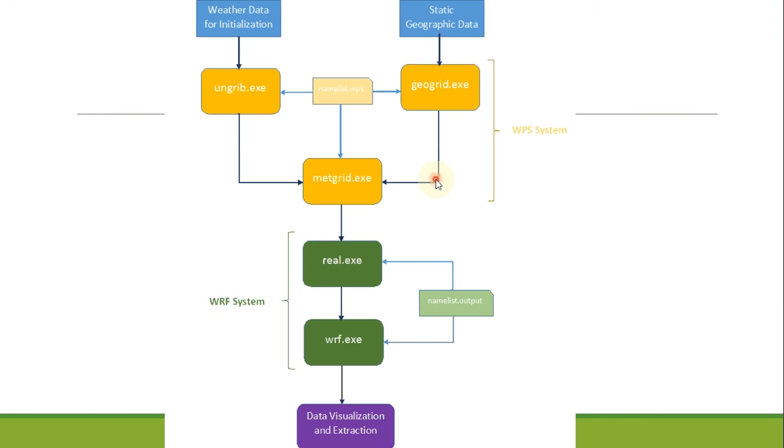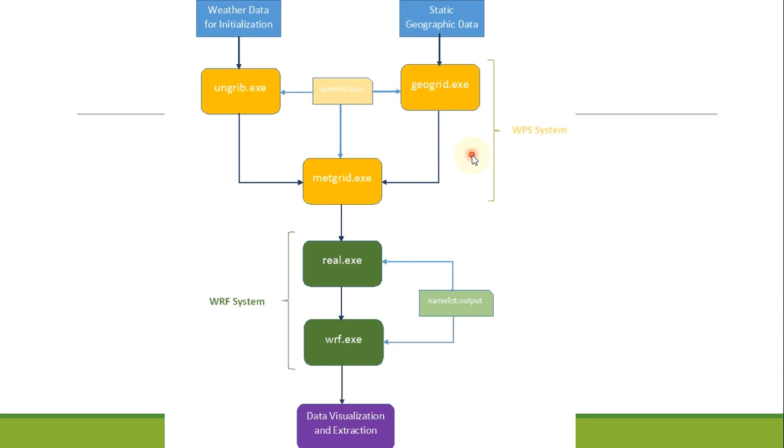But this figure illustrates a simple schematic of the workflow and software components involved in performing a real case weather prediction simulation using WRF. The WRF software package is divided into two major parts. Firstly, the WPS, or WRF Pre-Processing System, and secondly, the WRF, or the Weather Research Forecasting System.